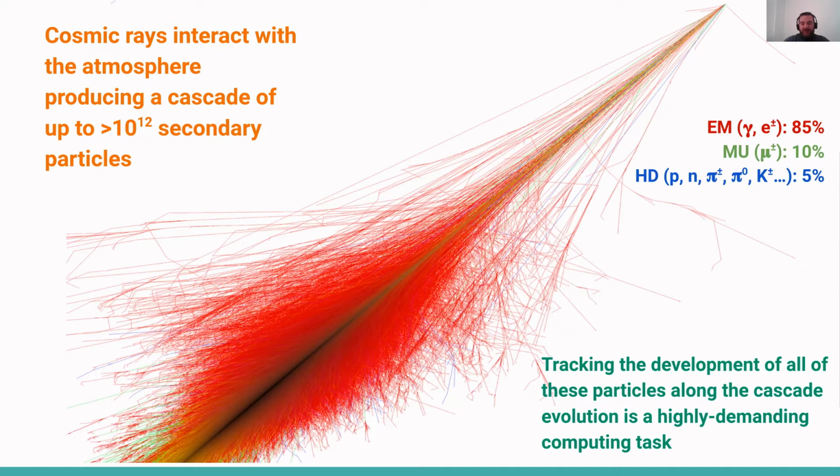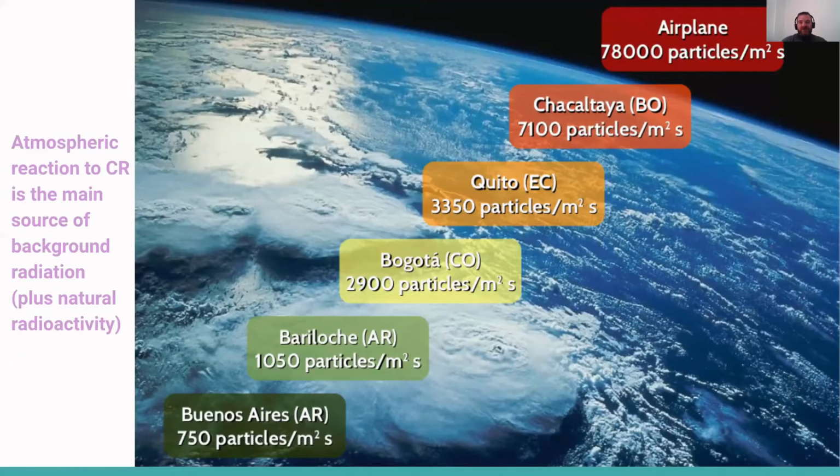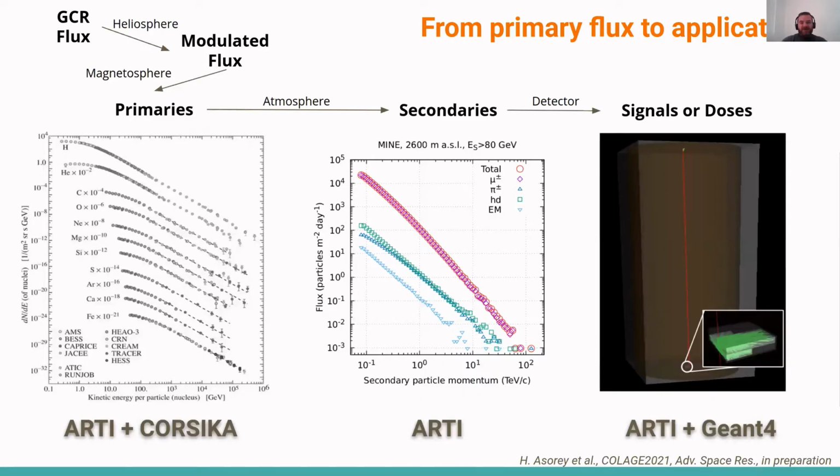To simulate this phenomenon, also called extensive air showers, we need to track the trajectory of all this large number of relativistic particles, while all the possible interactions and decay modes are taken into account during the development of the cascade. Because these interaction processes produce a large number of particles, secondaries are the main source of natural radiation. As the cascades evolve in the atmosphere, the flux of secondaries will strongly depend on the altitude above sea level. From about 700 particles per square meter per second, this flux can be increased by 2 orders of magnitude at commercial flight altitudes.